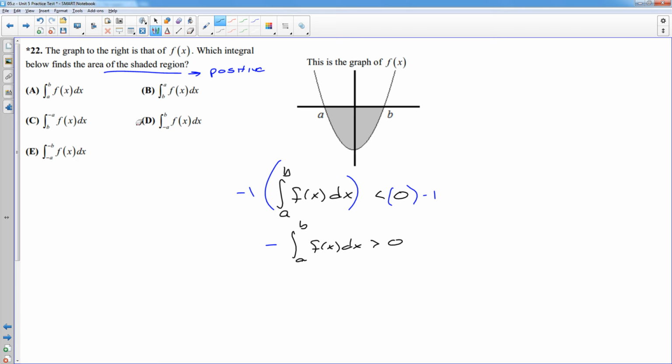Negative area A to B is not given, but notice B is area from B to A. That is the same thing. If you want to get rid of that negative, you can flip the limits of integration and change the sign out front, and that actually would give you the positive area that represents the area of the shaded region.